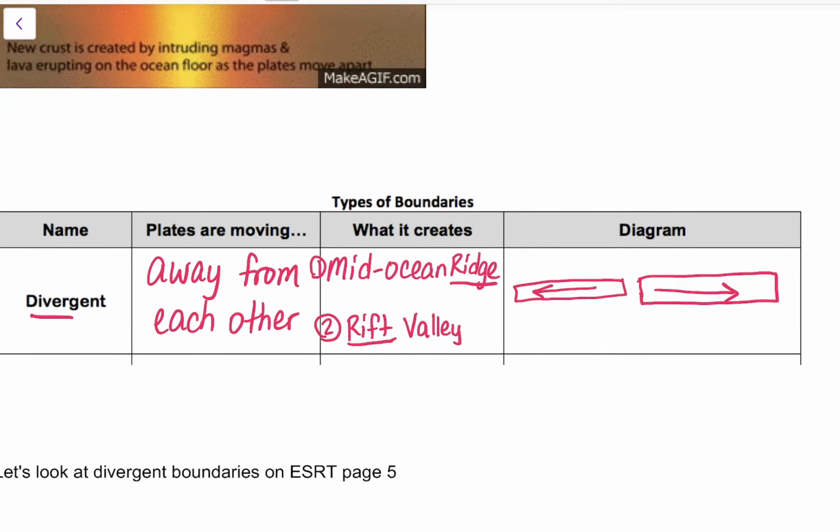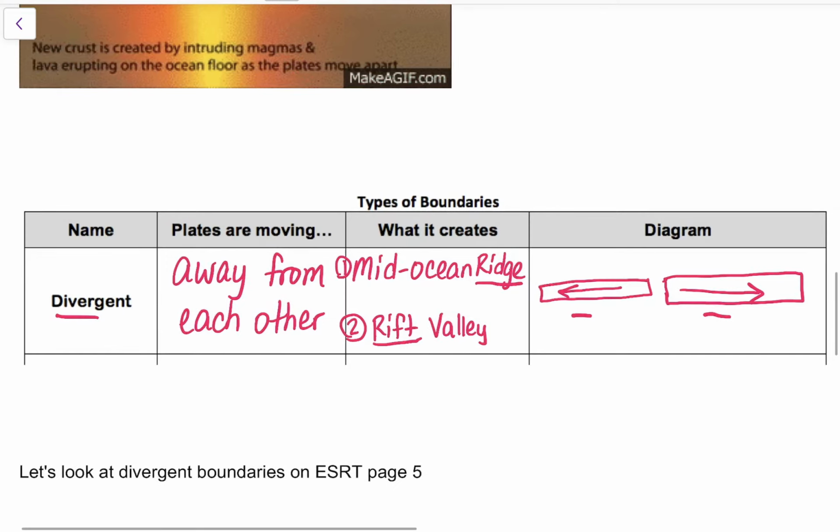Okay, and underneath we have new magma rising up to form new crust. Okay, but the important thing to know here is that we have two plates that are moving away from each other, in opposite directions. The arrows are always pointing away from each other.